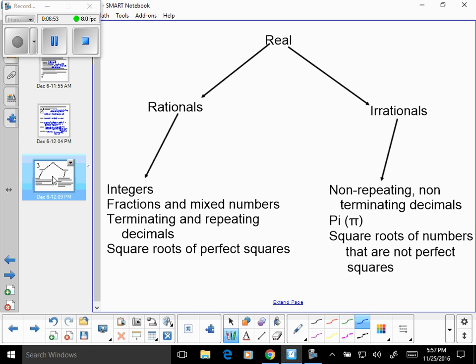The next page gives you kind of a graphic organizer of what are real numbers. We have rational numbers that include integers, fractions, and mixed numbers, terminating and repeating decimals, square roots of perfect squares. The irrationals are the non-repeating, non-terminating decimal, pi, and square roots of numbers that are not perfect squares. And that concludes lesson 4.8b.